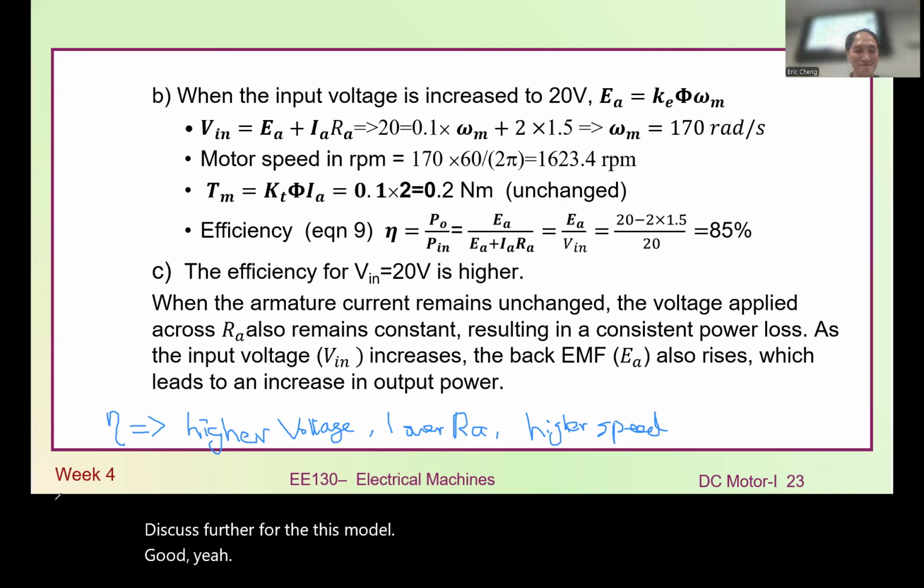I got a question. Yeah, please. What's the difference between a regular DC motor and a brushless motor? We're going to teach you the brushless motor in a few moments.